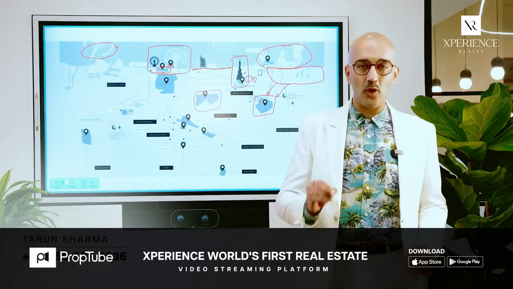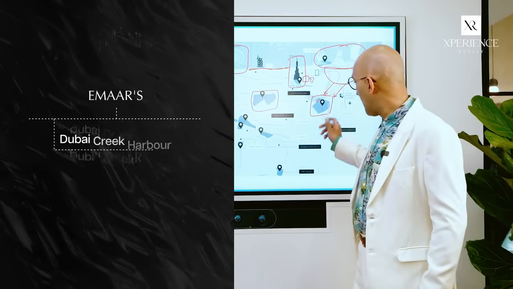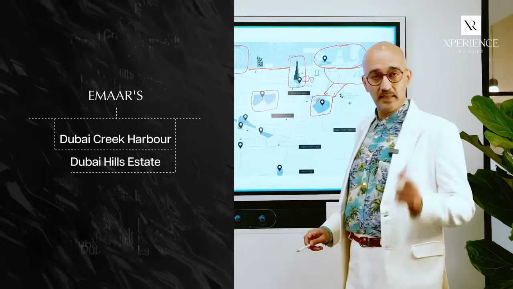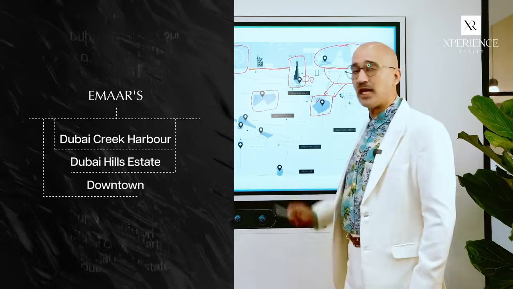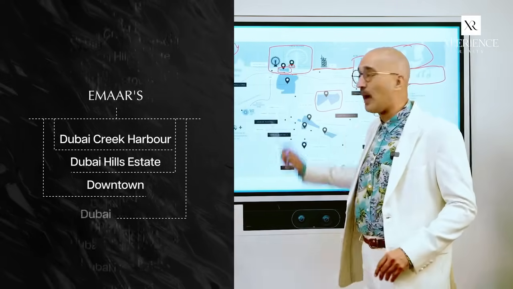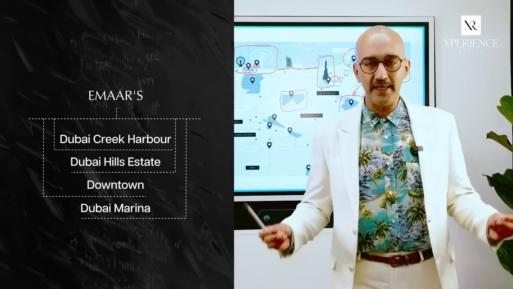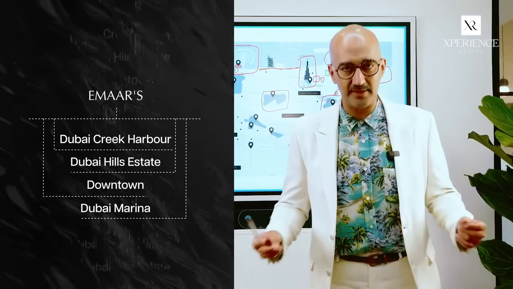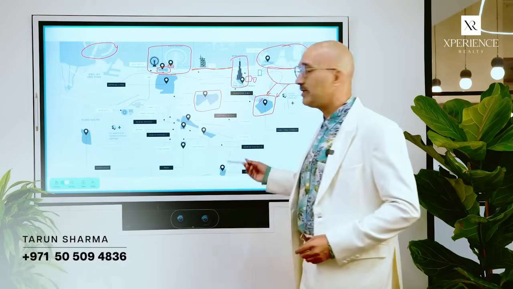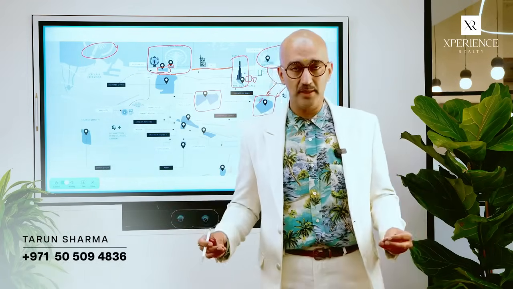And this is where you should be investing because with their track record, with their pedigree, you cannot go wrong. So the communities which we spoke about today: Dubai Creek Harbour, Emaar Properties. Dubai Hills Estate, Emaar Properties. Downtown, Emaar Properties. And not many know actually, Dubai Marina, before it was abandoned, was also finished by Emaar Properties. So you can very well understand what kind of a developer we are talking about.